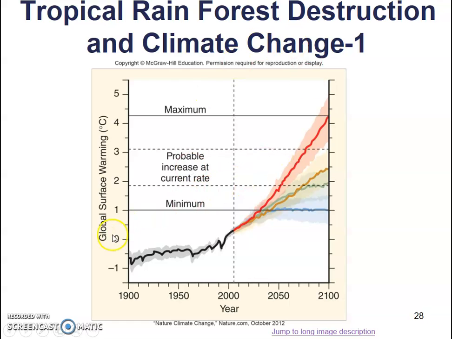Here we have a diagram that shows global surface warming over the years. All right, this is a little bit old because we're somewhere around here, all right, with 2020. And so you can see that global temperatures keep going up and up and up. All right, so we are in an upward trend.